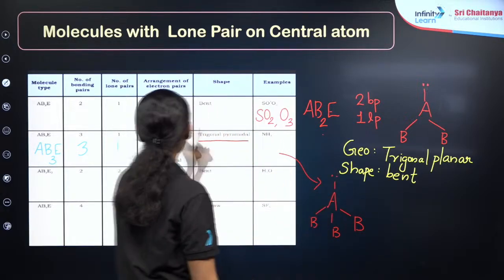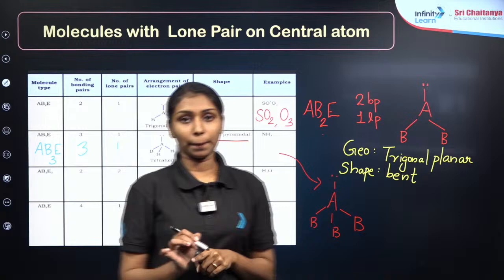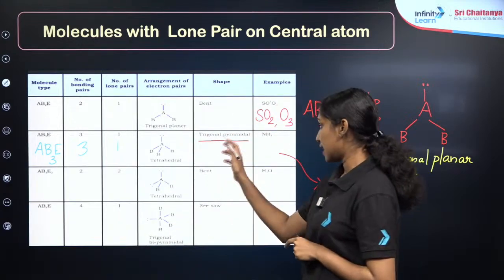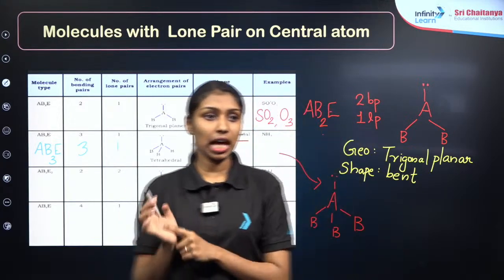So we can say that in the case of 3 bond pairs and 1 lone pair, it must have a shape of trigonal pyramidal. For example, if you are considering the ammonia molecule, right?